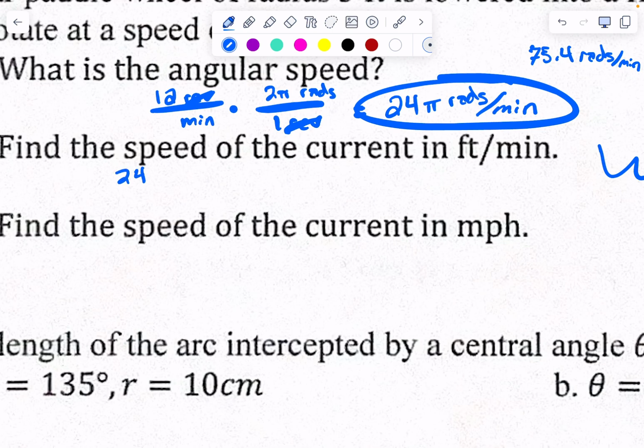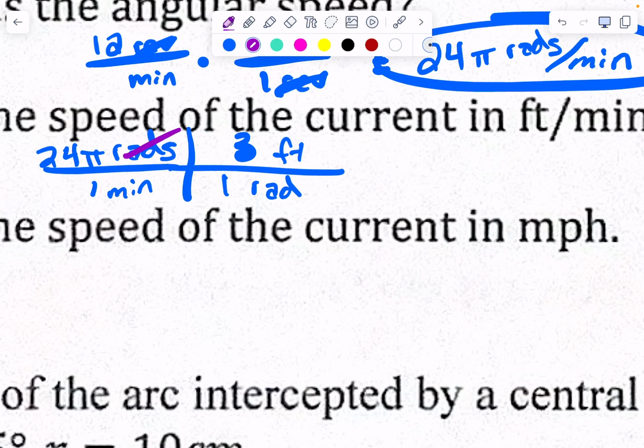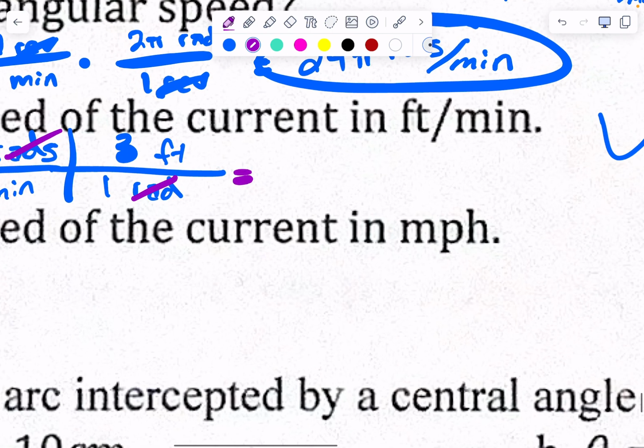So right now I am at 24 pi radians per minute, right? If you want to keep doing the train track things, I keep calling them the wrong thing. 1 radian is equal to how many feet? 3, right? Then my radians cancel off. It's angular speed times radius, right? Or just use the little train tracks. 24 pi times 3 is how many feet per minute?